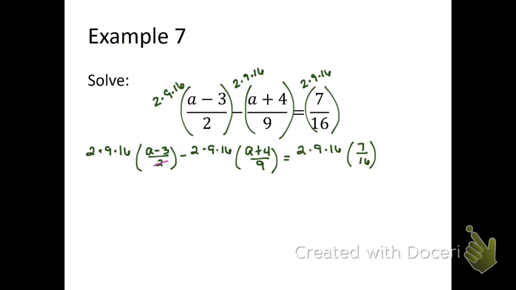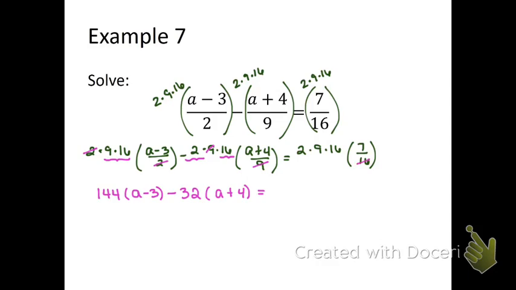So this first one, my 2's cancel. And I'm going to go ahead and multiply what's left on the outside. So 9 times 16 is 144, and it's still times what I had left on the inside, that a minus 3. Then the second part here, my 9's are going to cancel. So I'm left with the negative 2 times 16, so I get minus 32 times the a plus 4 that's left on the inside.